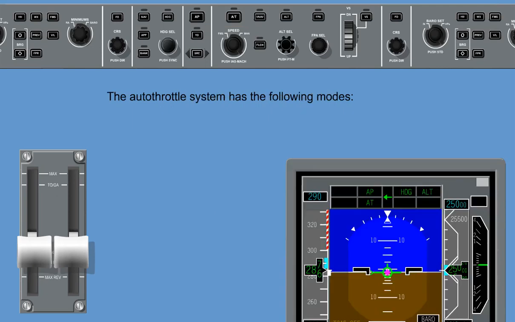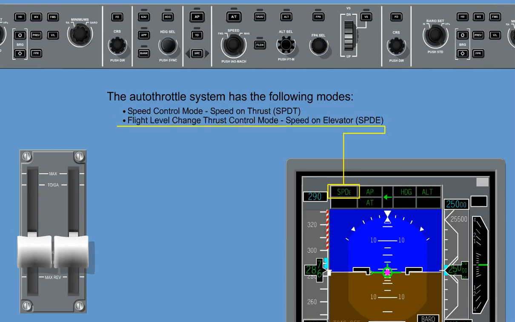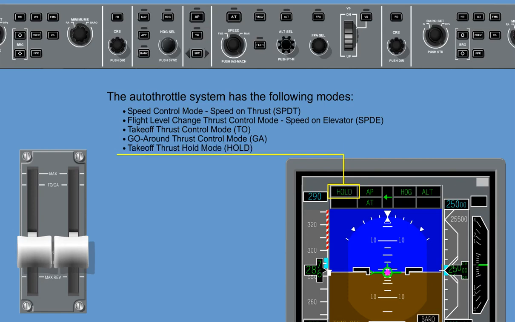The autothrottle system has the following modes: speed control mode, speed on thrust, SPDT. Flight level change thrust control mode, speed on elevator, SPDE. Takeoff thrust control mode, go around thrust controlled mode, takeoff thrust hold mode, retard mode.